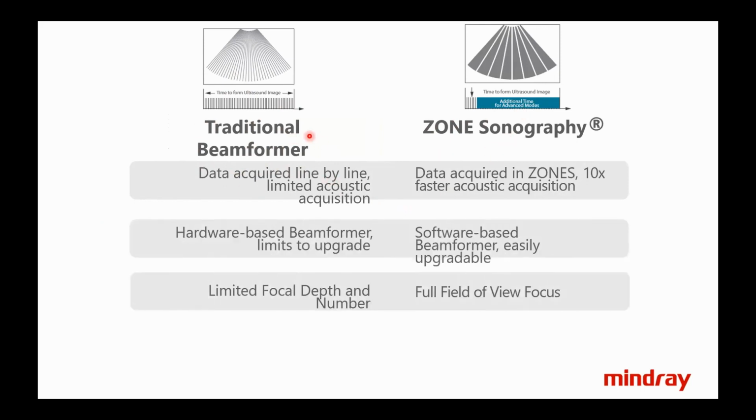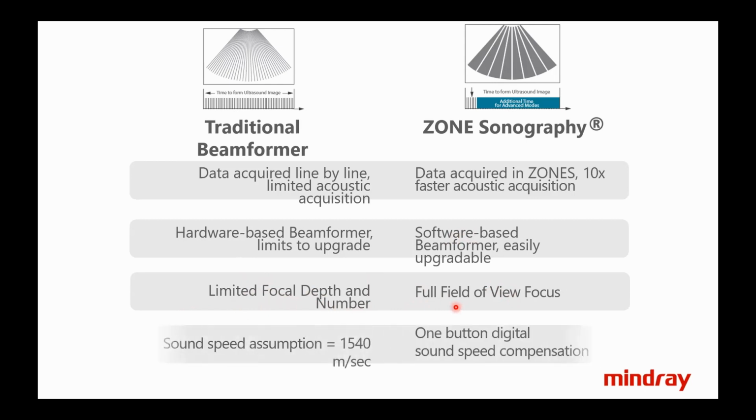Okay. What is the difference? Here for the traditional beamformer, the data is acquired line by line. In zone sonography, it is acquired in zones, so acoustic acquisition is faster. Hardware here is based on the beamformer, but zone is dependent on software, so it can be easily upgraded. Here focal depths and number are limited. Here it is not limited. We can make full field of view focus.